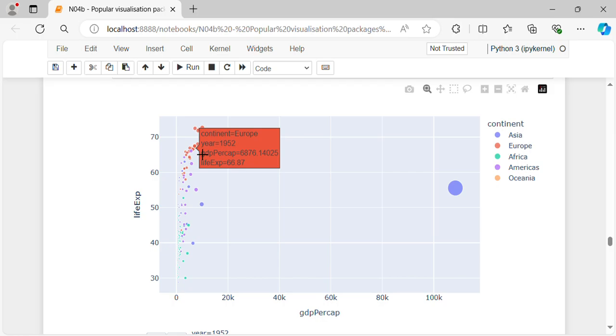And the year is 1952, and GDP per capita is around 9,600, and the life expectancy is around 72, from say 65 to 72, from 60 to 72. The highest is here.